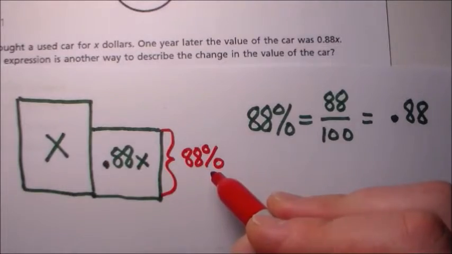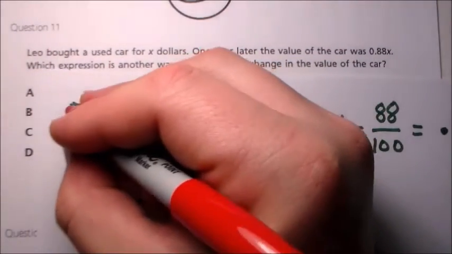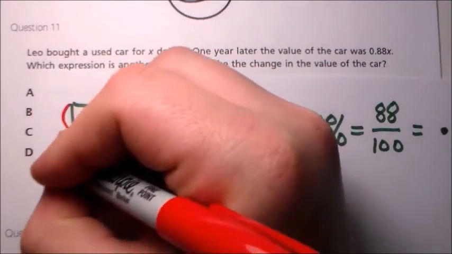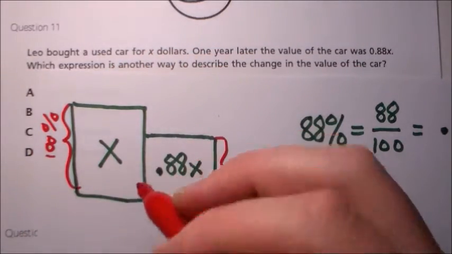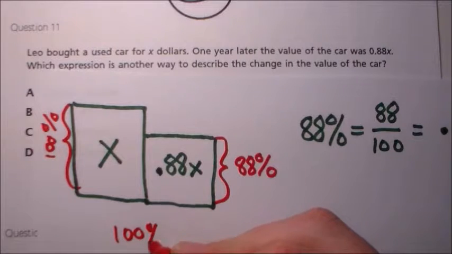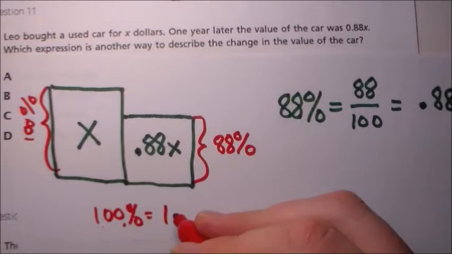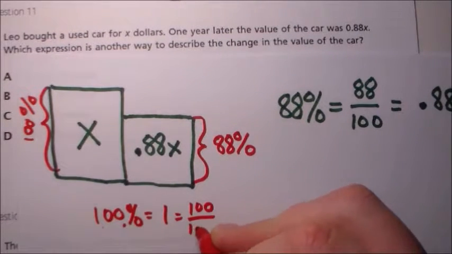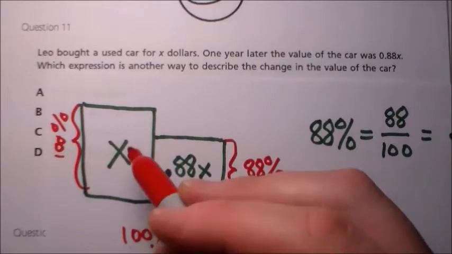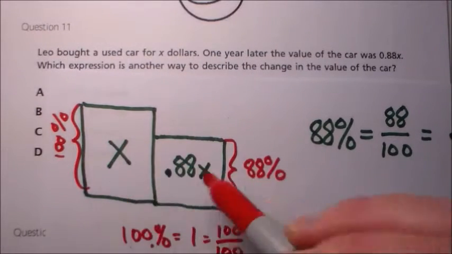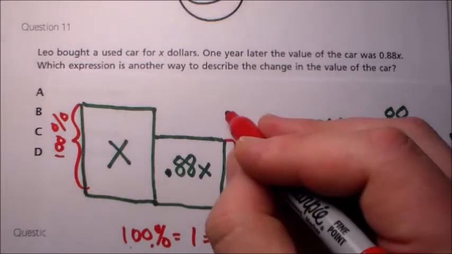That's 88% of X. And X, well, this guy is 100% of himself, right? Because he's just X. And 100%, remember, is just another way of saying, if you move the decimal place 2 places, that's just 1, right? That's like 100 over 100. And any number divided by itself is 1. So 100% is 1. So that's just 1x. And here you have 88% of it.